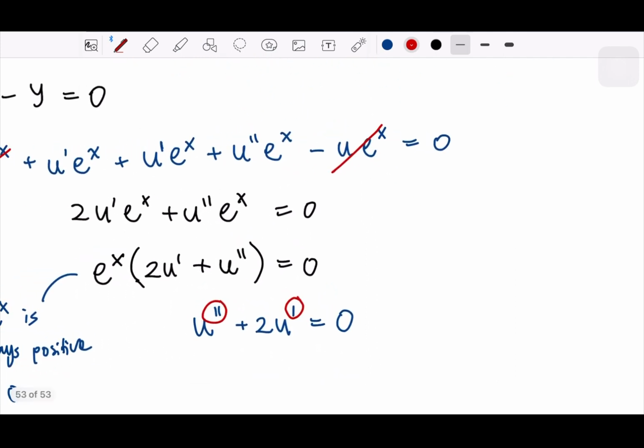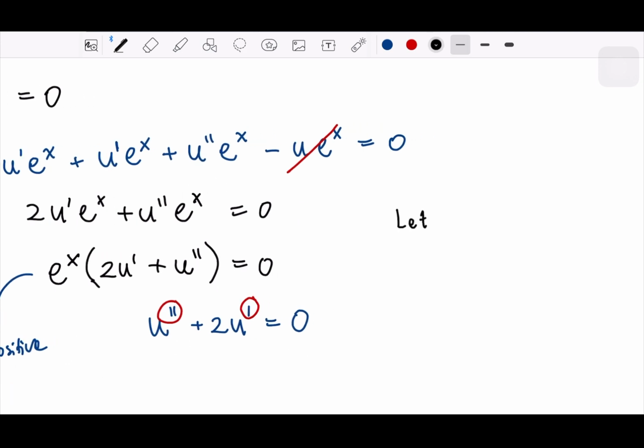So let's consider a new substitution. Let something equal u prime, maybe w. Let's say w is equal to u prime. So if I have w prime, this will be u double prime. If we exchange this, we are going to get w prime plus 2w equal to 0. And this is actually separable, but you can also use the linear differential equation. I'm going to take the linear differential equation to refresh our techniques.